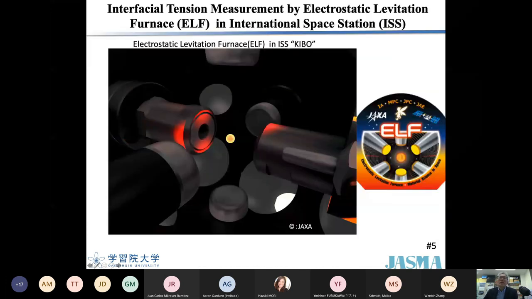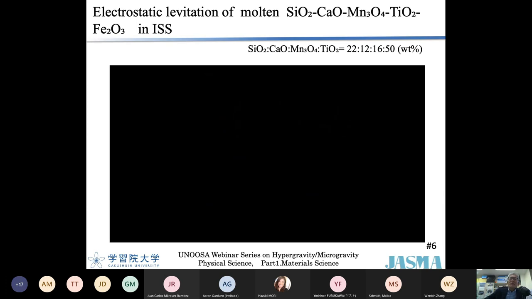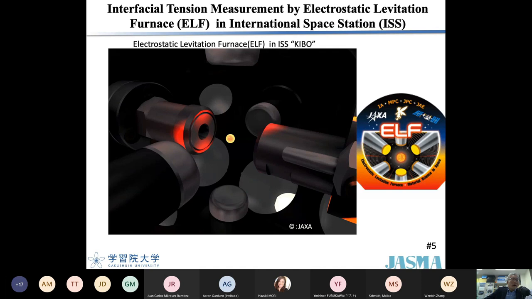Next, please. So this is a schematic figure of the electrostatic furnace. Here is a levitated sample, and here is the main electrode. We apply voltage here, and the sample is charged, so Coulomb force acts to keep the position of the levitated sample. These are the sub electrodes, used for sensitive control of the sample position. Lasers from six directions heat the sample homogeneously, and the temperature is measured by a non-contact method. A high-speed camera observes the shape change of the levitated sample, and we obtain the thermophysical properties.